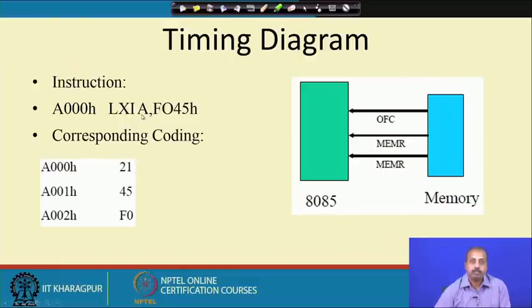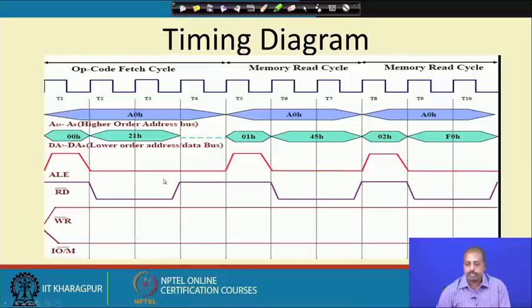Okay. So, that was the meaning. So, it is load extended indirect actually. So, that is giving us the address from where it will be loaded. So, how will this be executed? It will be executed by some opcode fetch and read cycle, write cycle, like that.